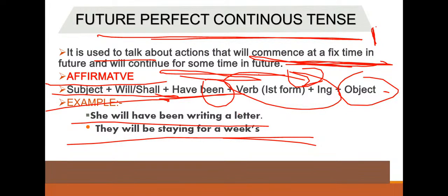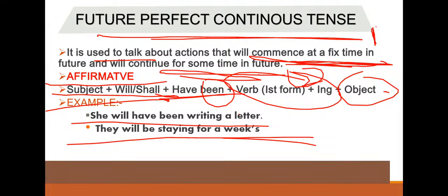She will have been writing a letter. Like the action will be starting in the future, that is writing a letter at a fixed time. And then the action continues for some time, that is she will have been writing a letter. The letter writing will take some time in future. A certain time would be she will have been writing a letter for 2 hours. You can add for 2 hours to make it fixed, but that is not actually important. They will have been staying for weeks. That is also simple.